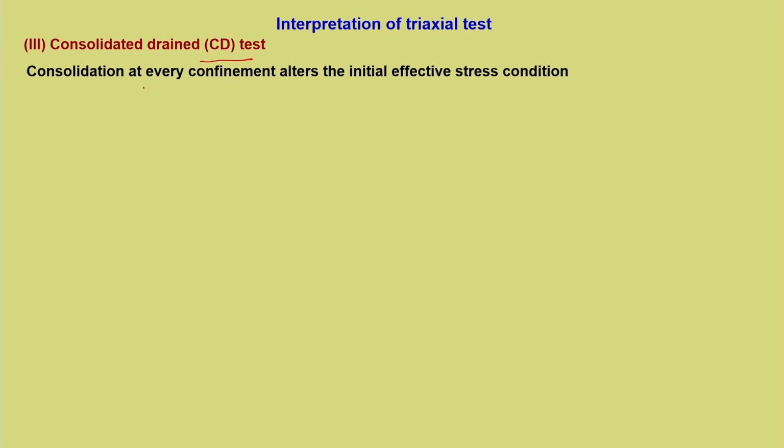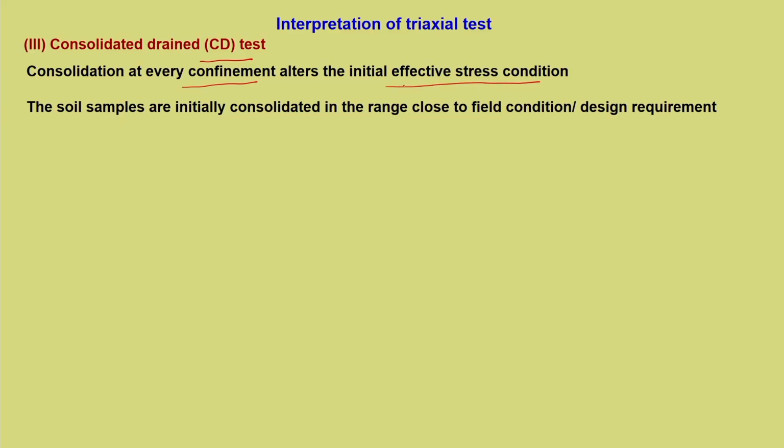Just like CU test, consolidation at every confinement alters the initial effective stress condition. At least we have to have 3 samples for obtaining the Mohr-Coulomb failure envelope and shear strength parameters. So, we will have at least 3 consolidation pressures or 3 confinements, sigma 31, sigma 32, sigma 33 in increasing order. At every consolidation pressure, the initial state of the soil gets altered, it undergoes more densification and hence the strength will also be different. And why is it happening? It is happening because the initial effective stress conditions are getting altered.